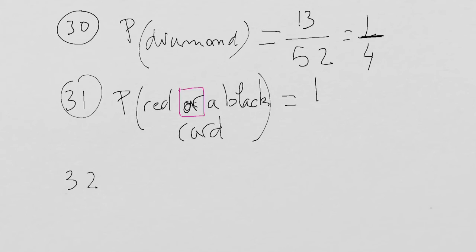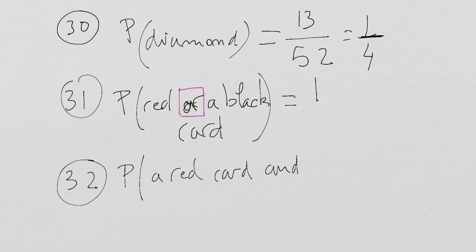Now we're not dealing with the word or, we are dealing with the word and. And the question is, find the probability to have a red card and a black card. And I think you will understand very easily why it is 0, because how can you have, at the same time, when you take only one card, that this card could be red and black? It's not possible. So if it's not possible, it is impossible, and so the probability is equal to 0.